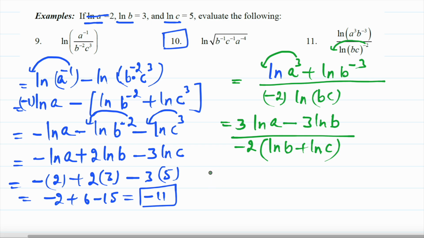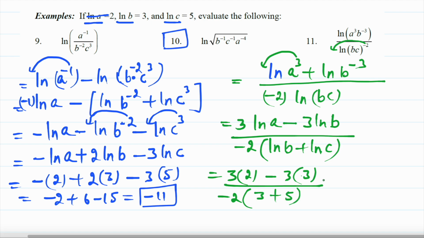So now just plug in the values again. 3 times natural log of a is 2, 3 times natural log b is 3, over negative 2 times 3 plus 5. So now you just have to do the simplification. It's going to be 6 minus 9 is negative 3. At the bottom we have 5 plus 3, 8. 8 times 2 is negative 16. Negative will become positive. So the answer is 3 over 16 for number 11.